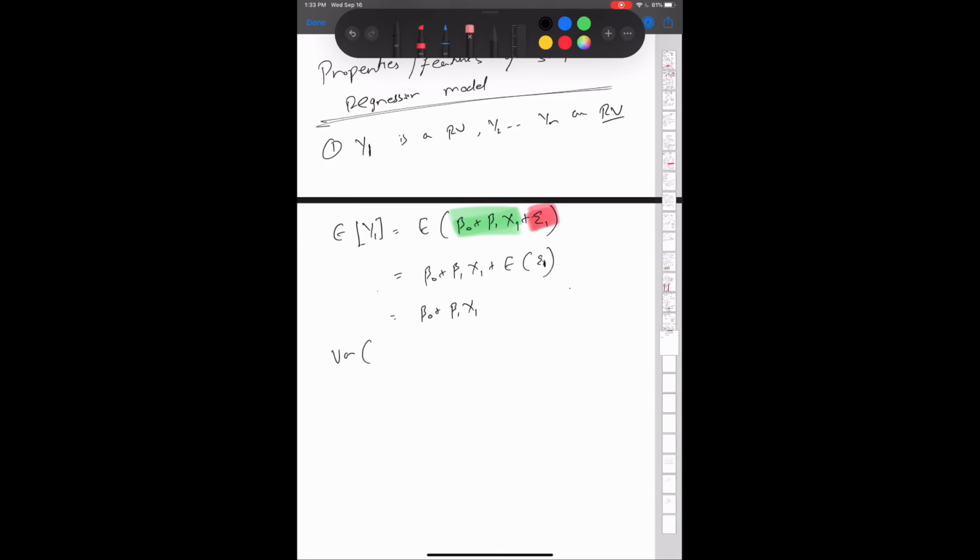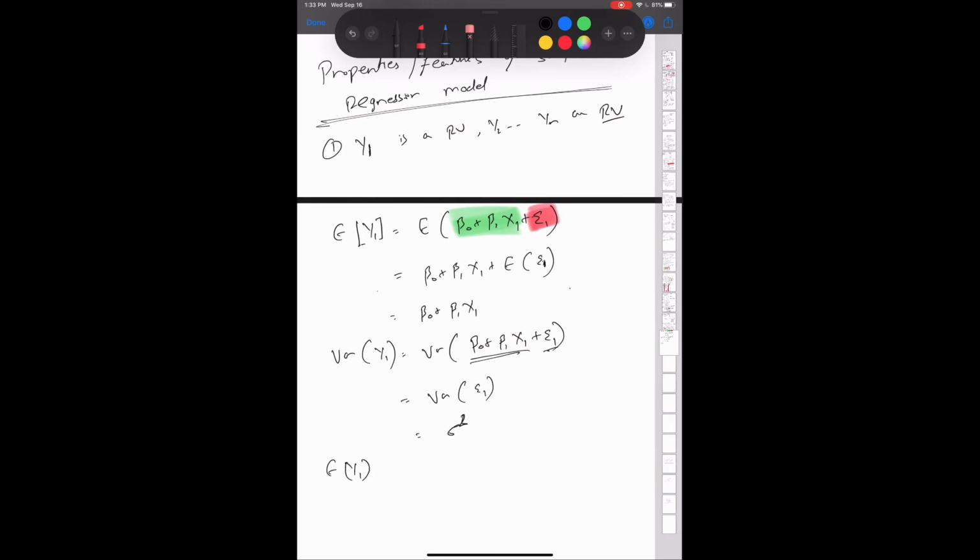What about the variance of y1? y1 is given by this formula. If you add a constant to a random variable, the variance is the same as the variance of the random variable alone. And what is the variance of epsilon 1? Sigma square.